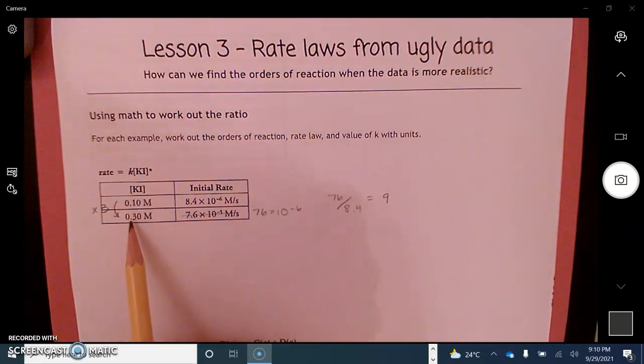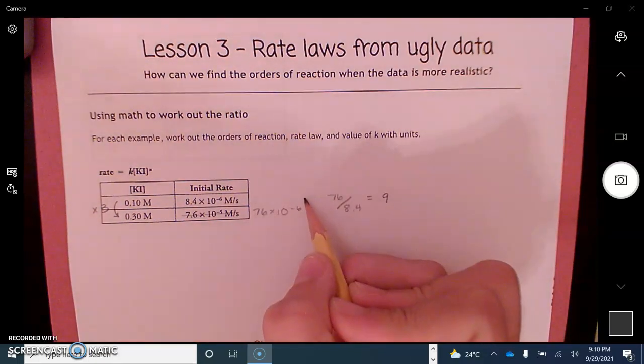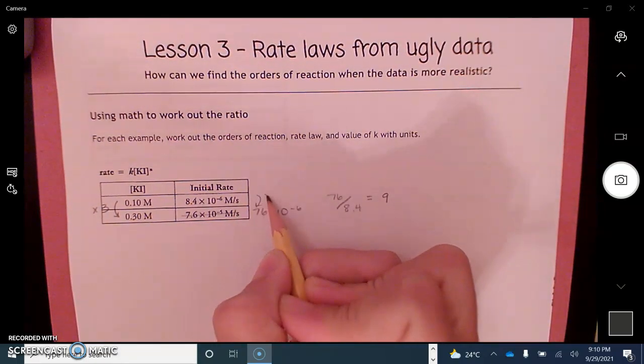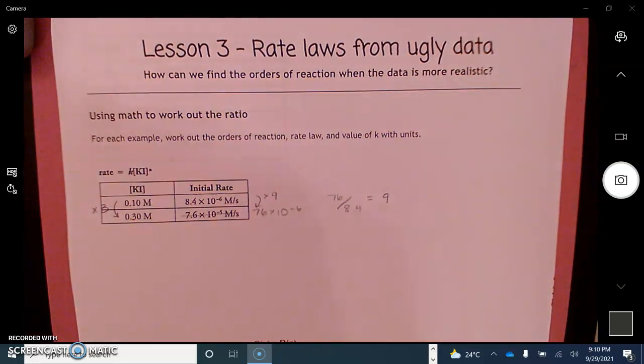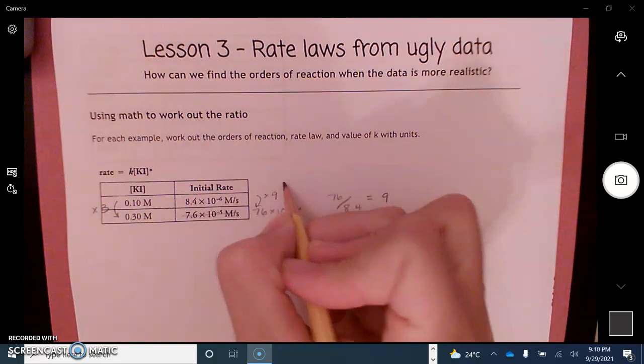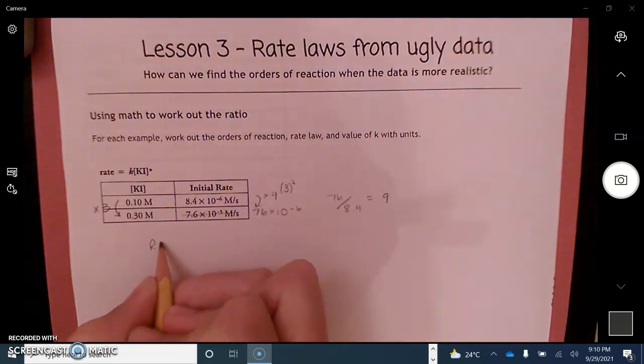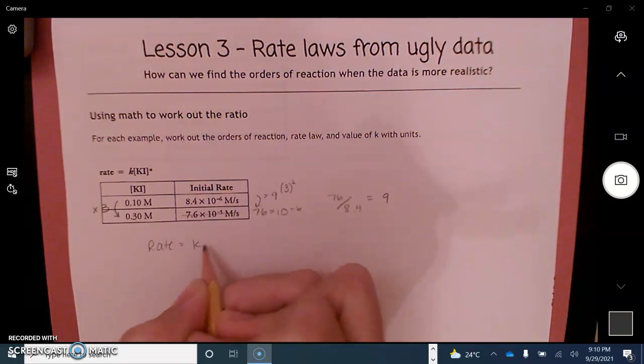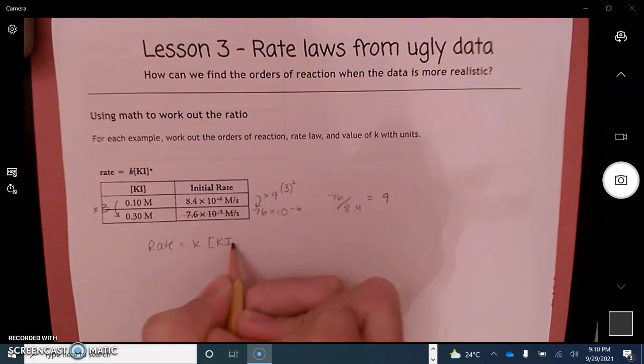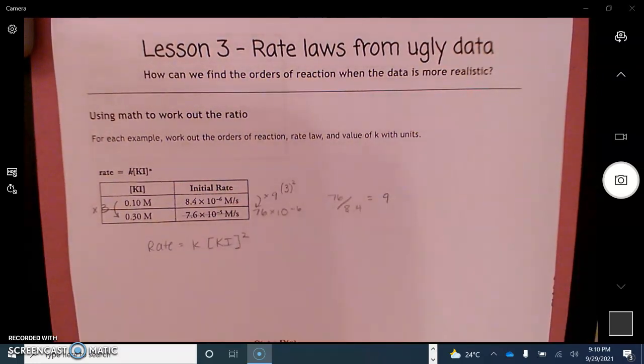So where the KI has tripled, the rate has increased by a factor of 9. That's times 3 twice, or 3 squared. So this is second order. So my rate is k times the concentration of KI squared.